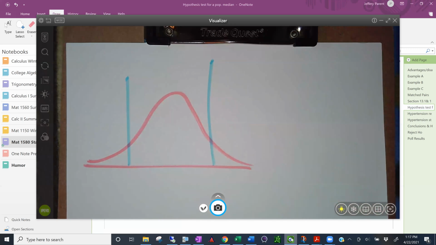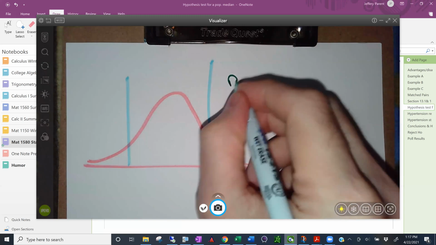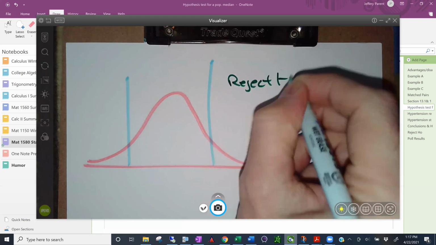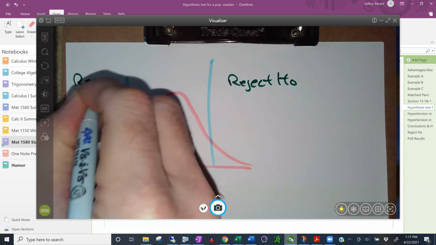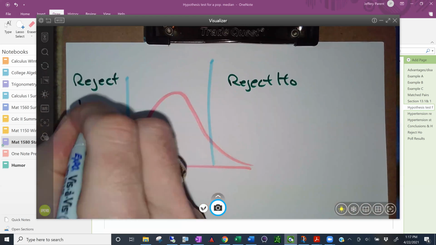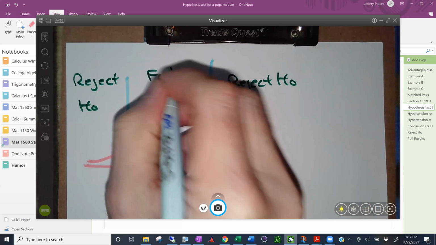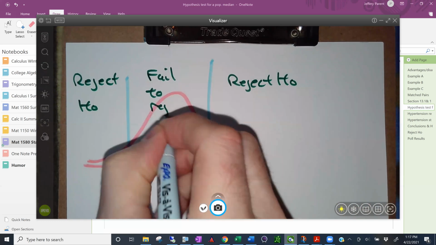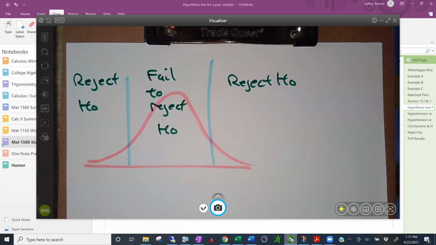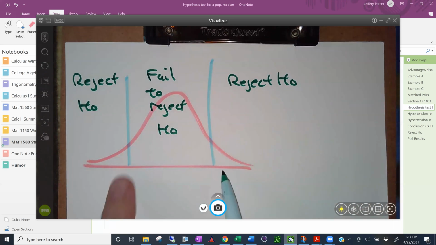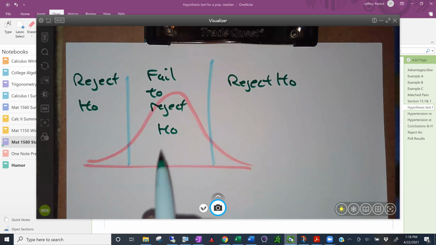We're going to set these values for our reject H naught, and then fail to reject H naught, so that there's only a 5% chance that you're going to land in either tail if the null hypothesis is true. And then we're going to see where we land with our test statistic.